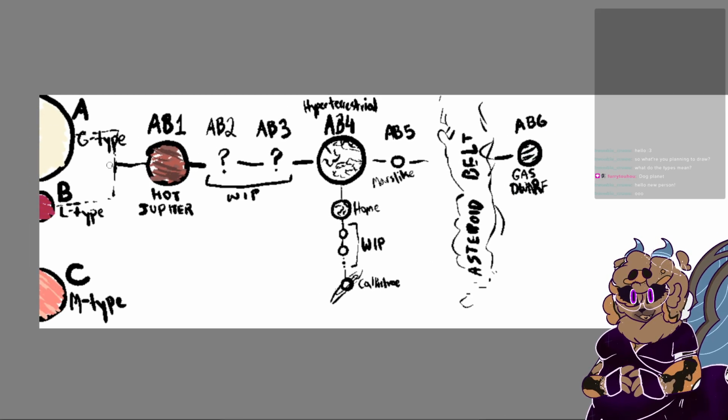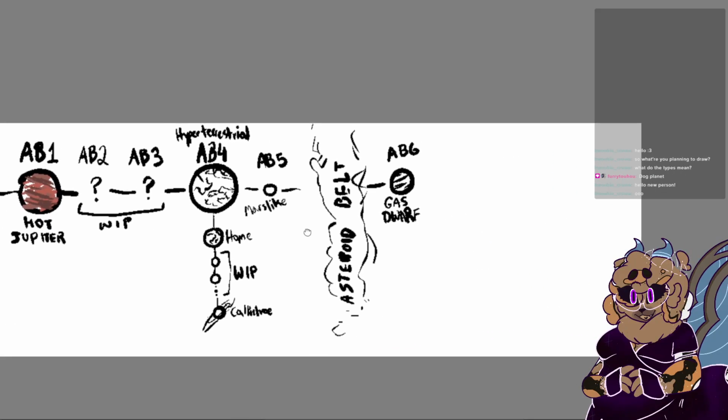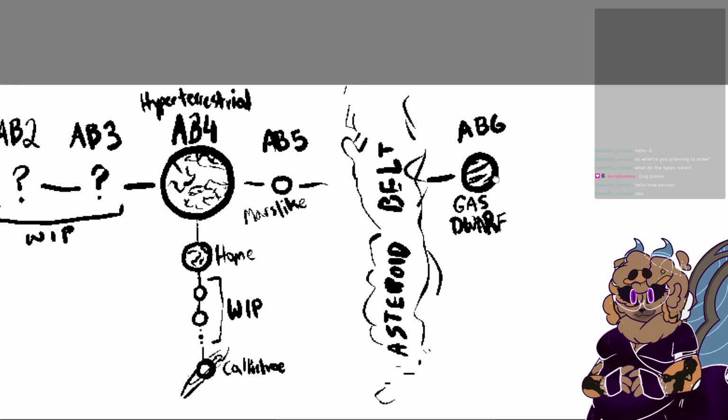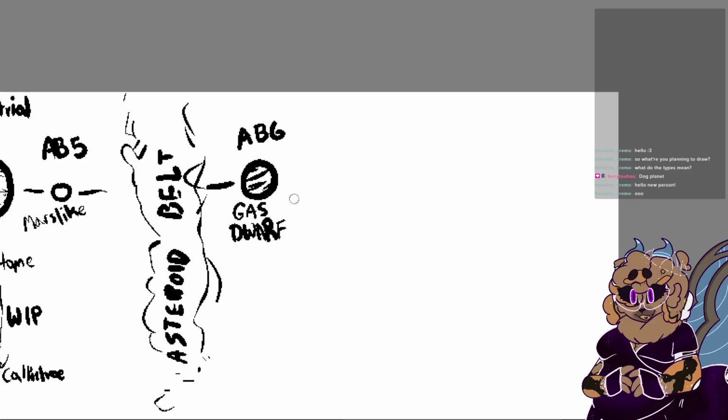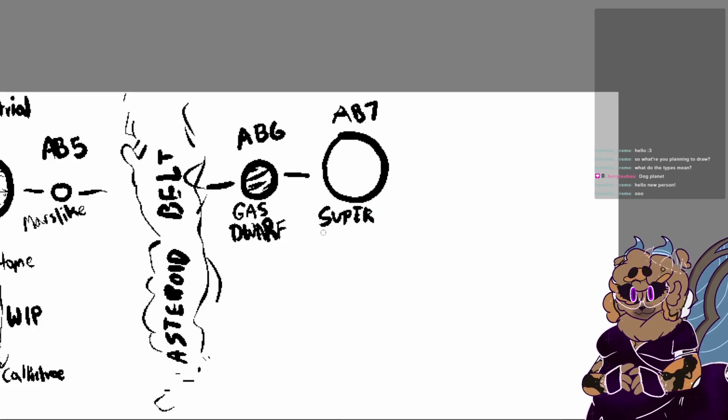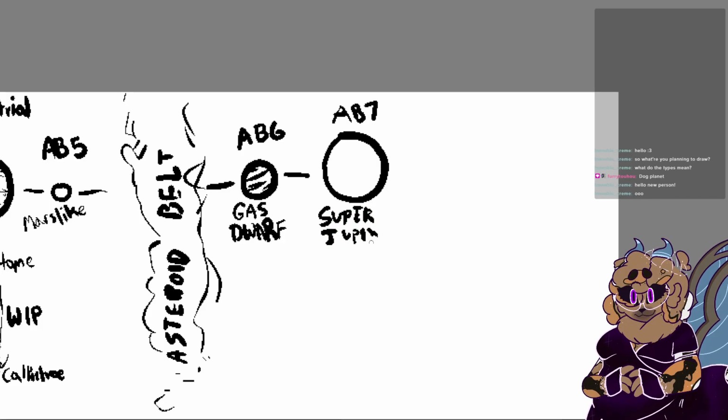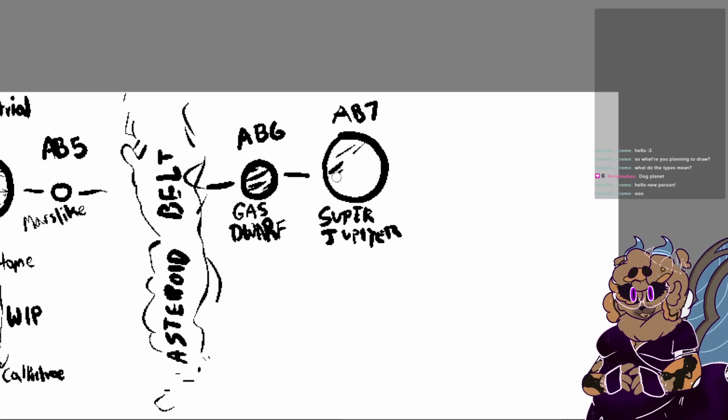But I think I want A and B to have a total of 9 to 10 planets. So having this gas dwarf here, and then after that will be our big AB7, and this will be a super Jupiter. And this will basically have, during formation, stolen a lot of the mass from AB6 there. So this will be a lot bigger of a gas planet.